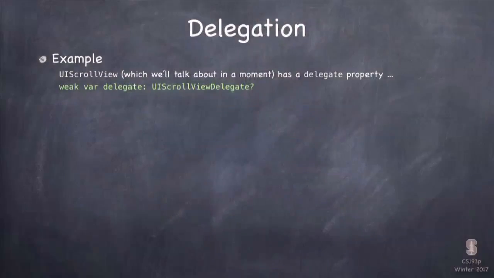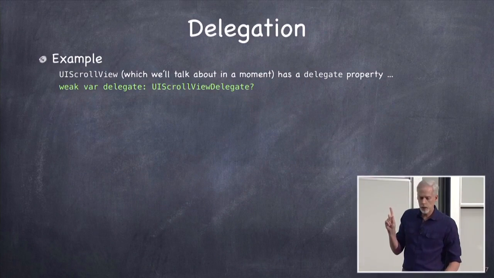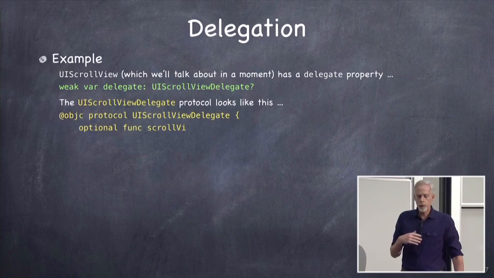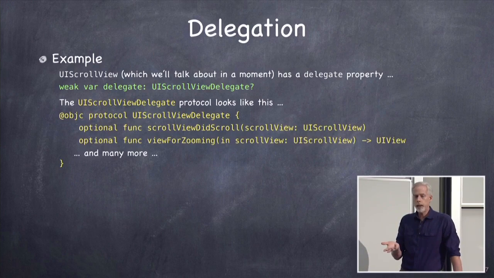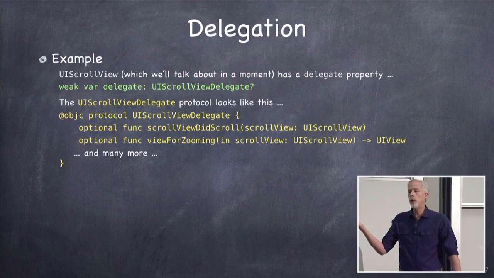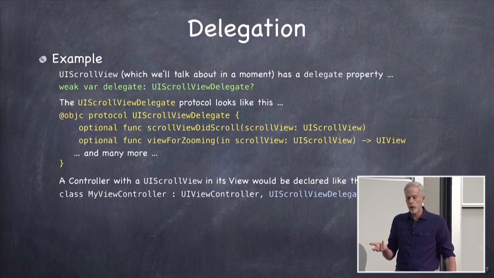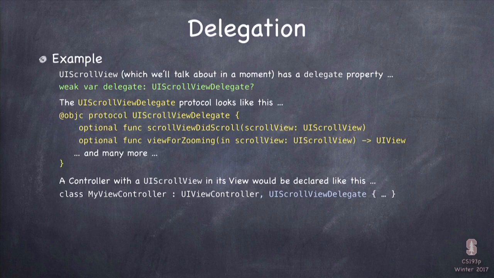All right, so let's take a quick look at what this looks like code-wise for ScrollView. First, ScrollView is going to have a var called delegate. It's going to be of type UIScrollViewDelegate optional because it's weak. The protocol UIScrollViewDelegate looks like this. It's got these optional functions like scrollViewDidScroll and give me the view for zooming in this ScrollView, etc. Then the controller is going to say, yeah, I implement UIScrollViewDelegate by doing the little purple or blue or whatever code that is.